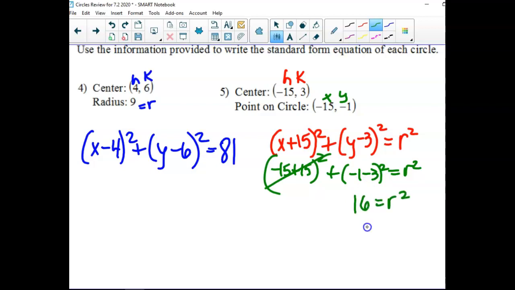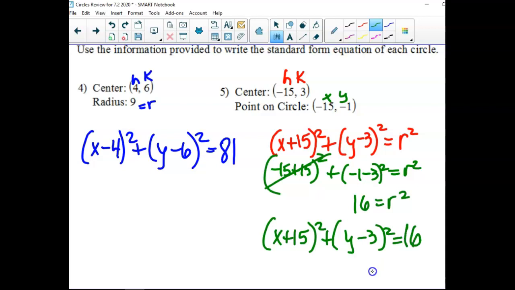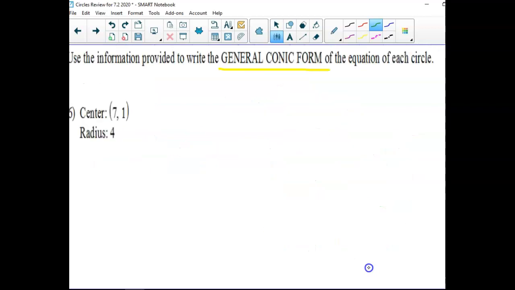Now, do we need to square root? We could, but we really don't need to, because what is the equation supposed to have in it up here? An r squared. So final answer? Equals 16. If you square root it, you got to remember to square it again. All right, everybody good? All right, so that was an important thing.